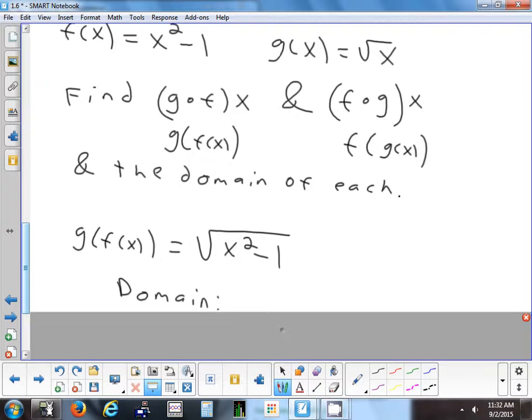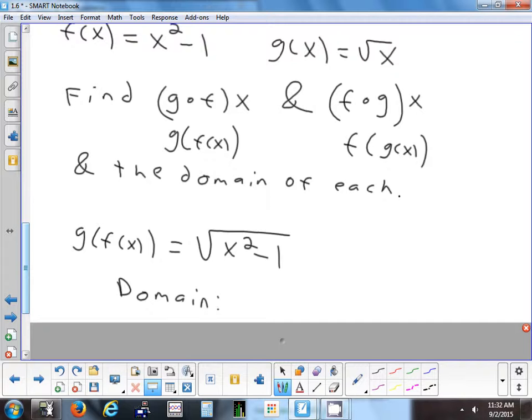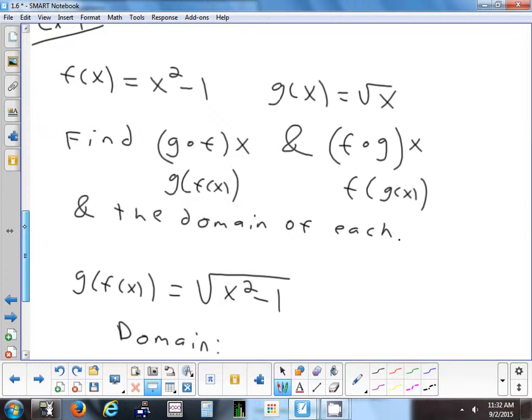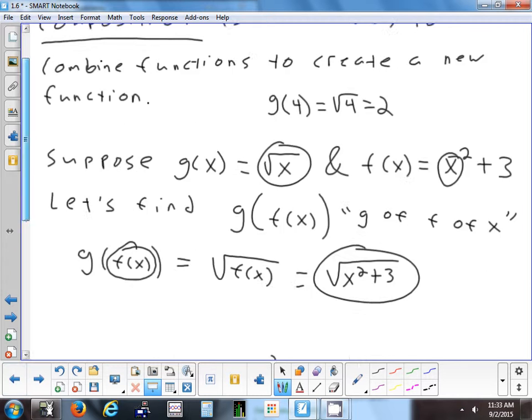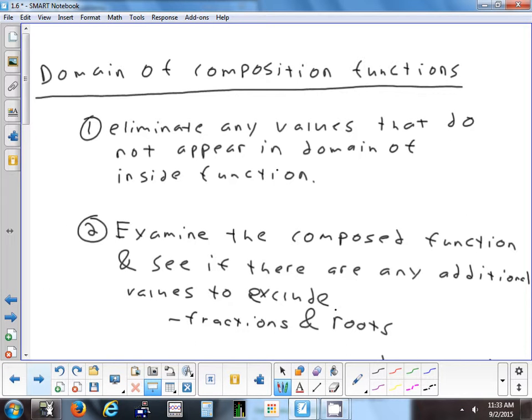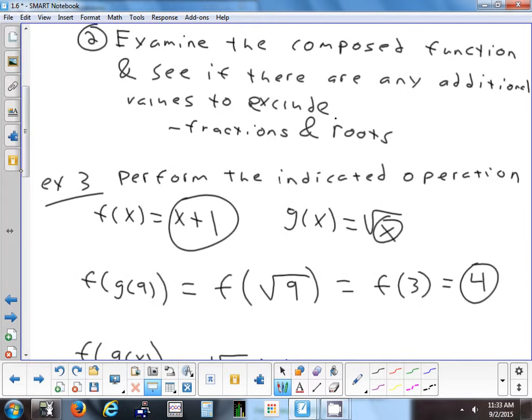Okay, and the domain. Well, remember, with a composition of functions, start with the inside function, f of x. Ashley, is there any restriction on the domain for f of x? No. You can take any number you want and square it. So that's step one: eliminate any values that do not appear in the domain of the inside function. This time we're good. Now we're going to look at the composed function.